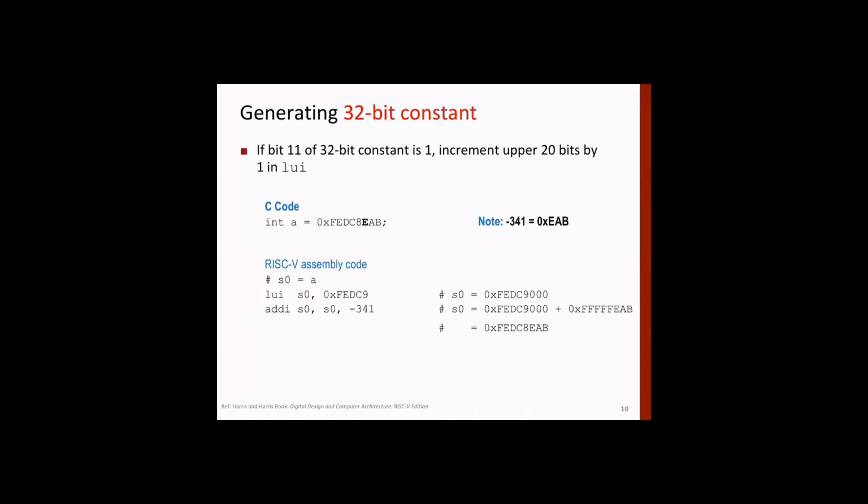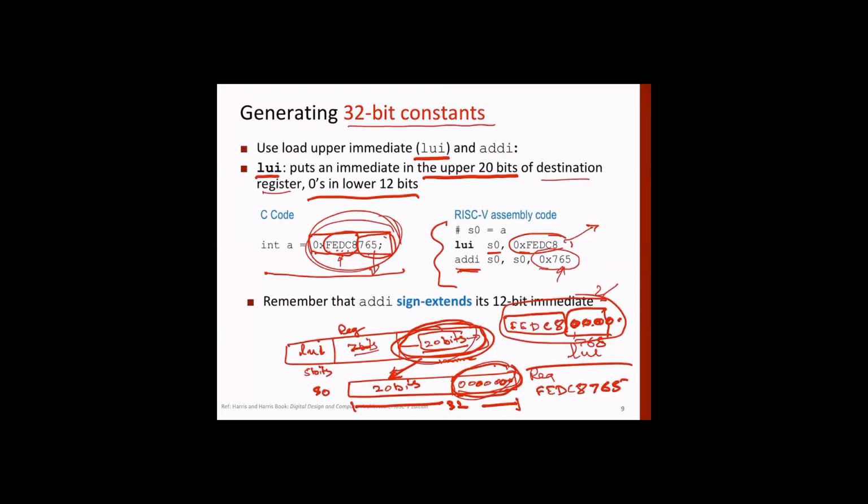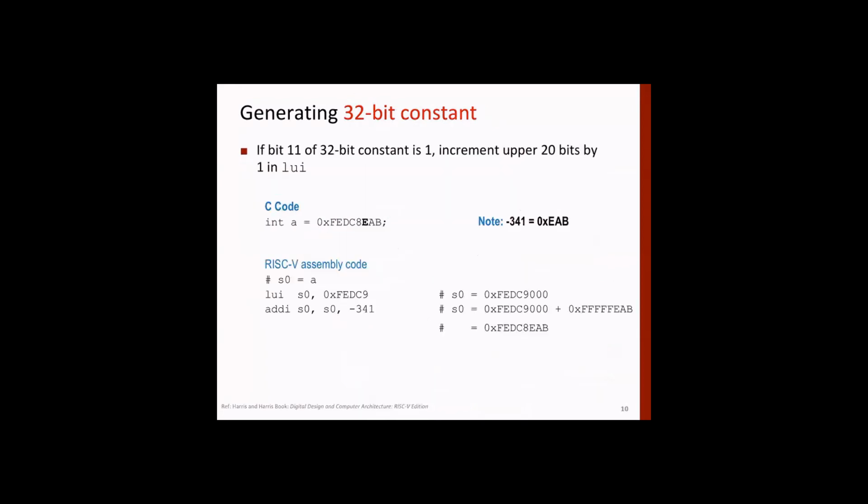Now it is not as simple as that. There are some corner cases, because this simple addition may not work all the time. This is okay if it is a positive number. However, if it is a negative number, then you will find some overflow somewhere. In order to take care of overflow, it says that if bit 11 of the 32-bit constant is 1, then increment the 20 bits by 1 in LUI.